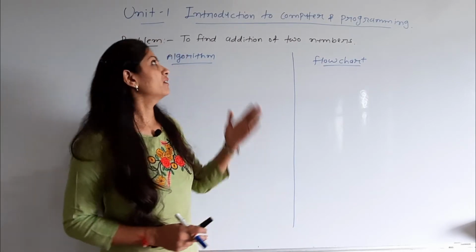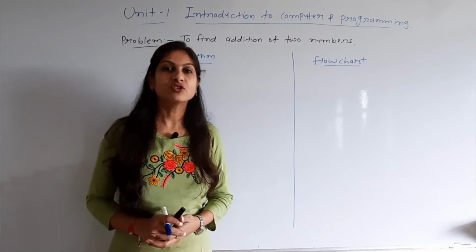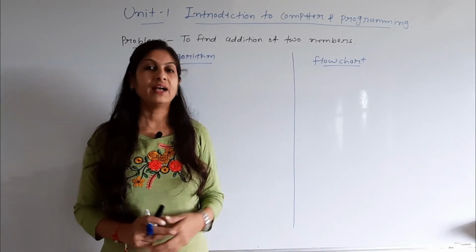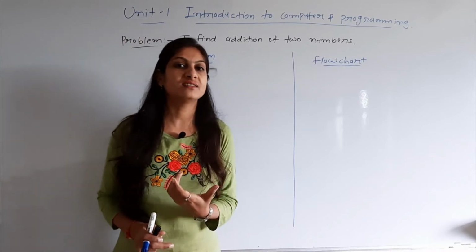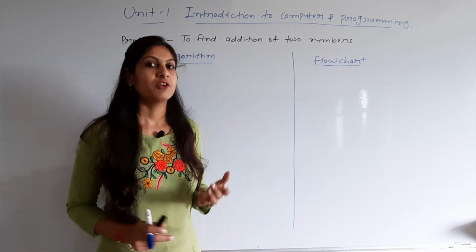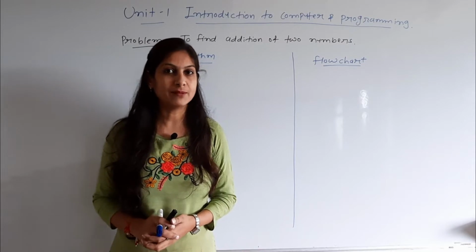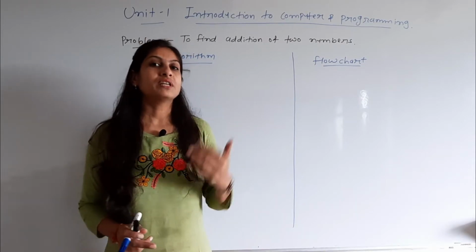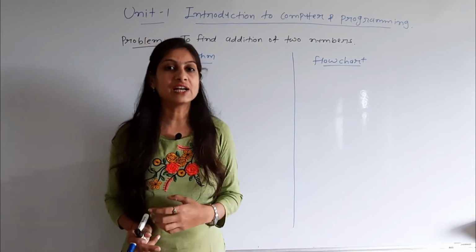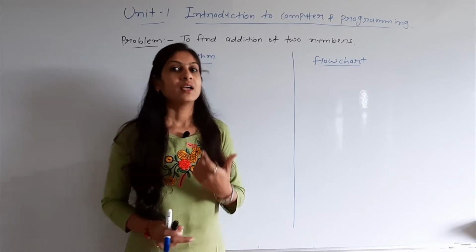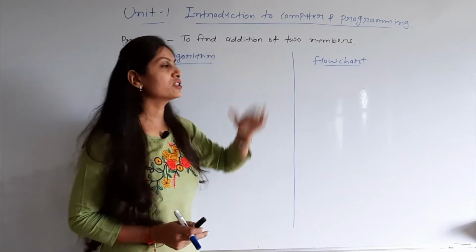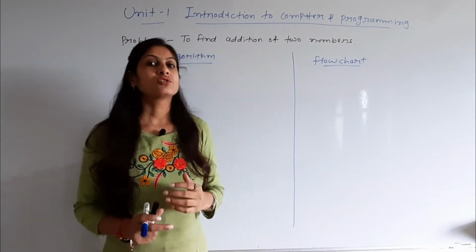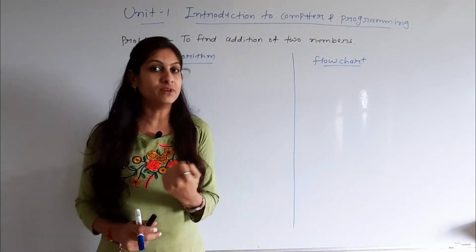Already we have started with our first unit, that is Introduction to Computer and Programming, and also some algorithm and flowchart concepts were discussed with our day-to-day life examples, if you remember. So now today we are going to start with the technical problems in our subject, that is, first, find addition of two numbers. So what does algorithm mean first?